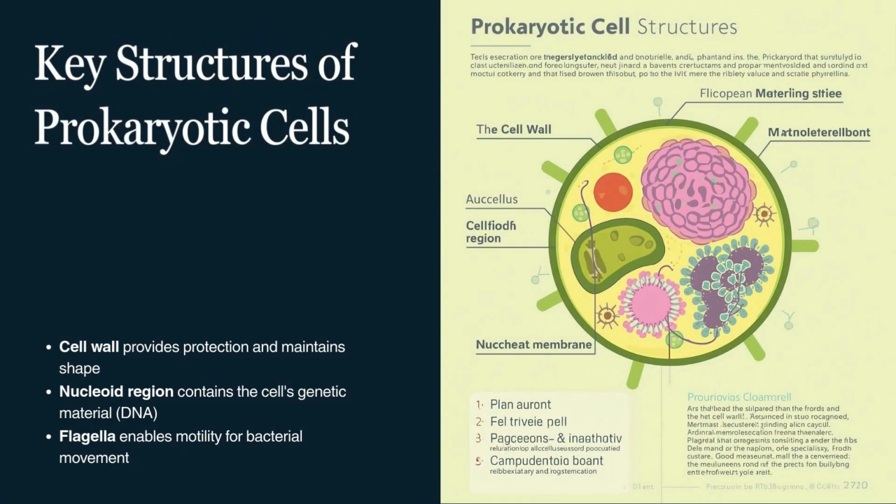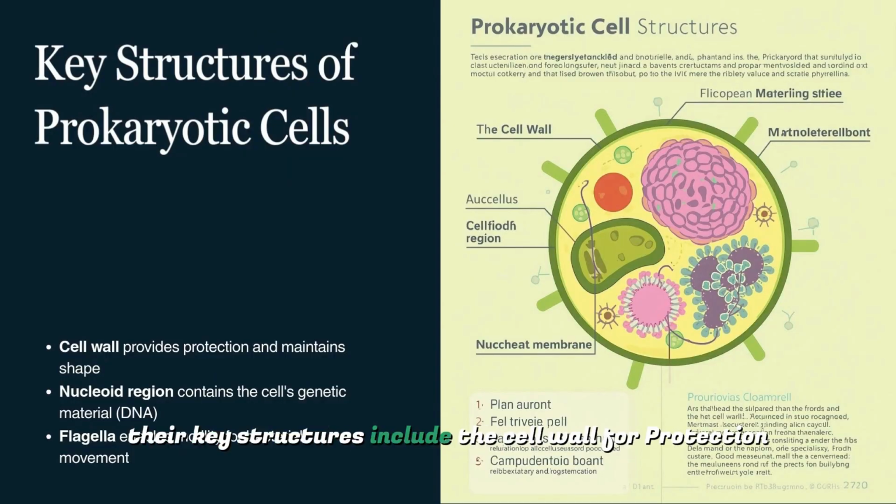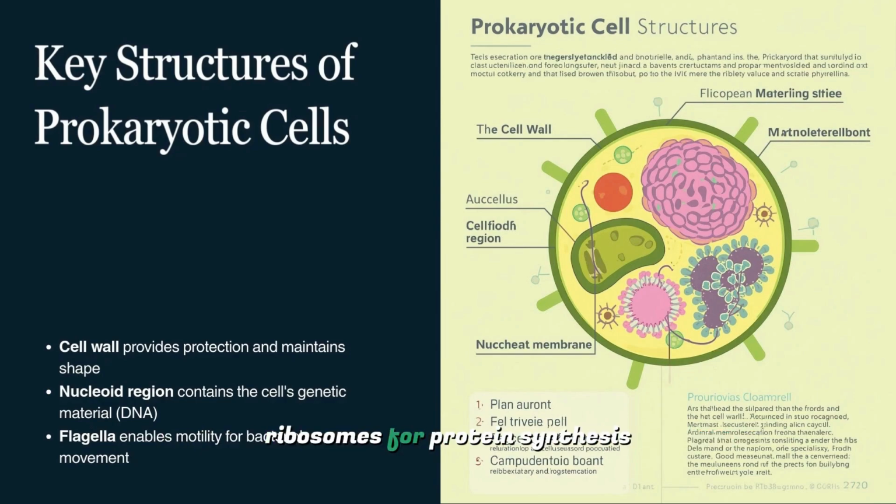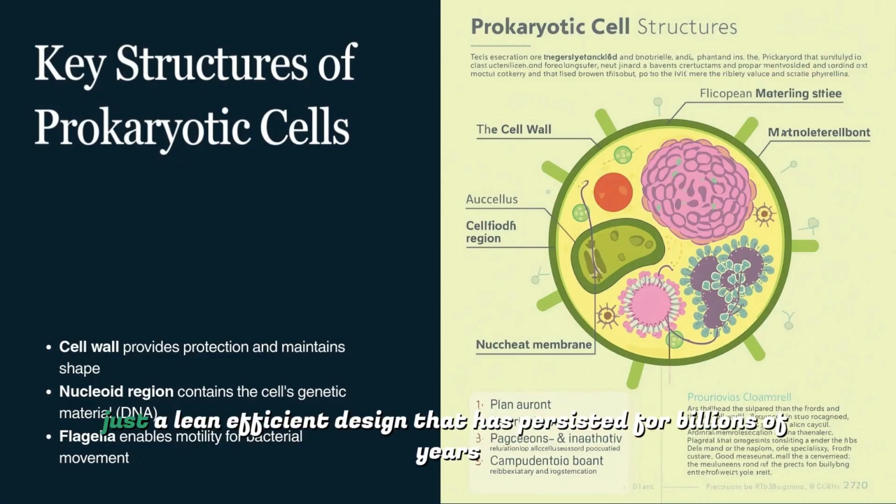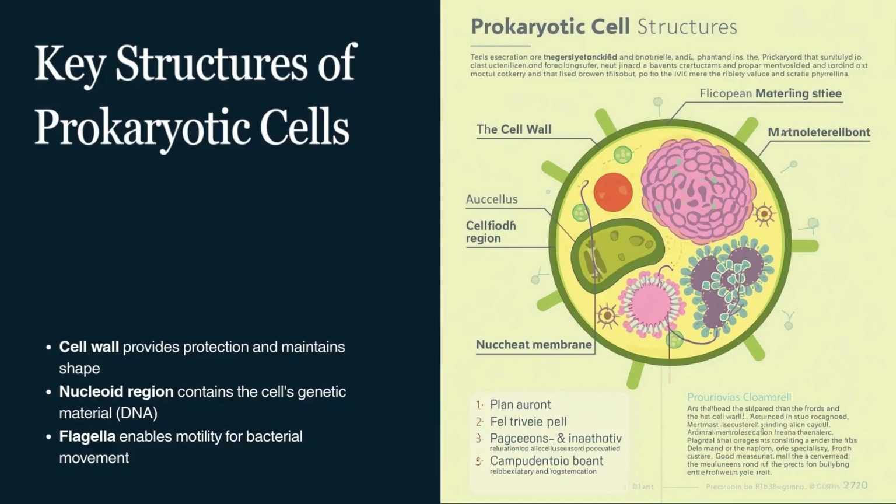Prokaryotic cells. Prokaryotes may be simple, but they're incredibly effective. Their key structures include the cell wall for protection, the nucleoid region where DNA is loosely organized, ribosomes for protein synthesis, and in many species, flagella for movement. No membrane-bound organelles, just a lean, efficient design that has persisted for billions of years. And critically, those ribosomes and cell walls are structurally different enough from ours that we can target them with antibiotics.